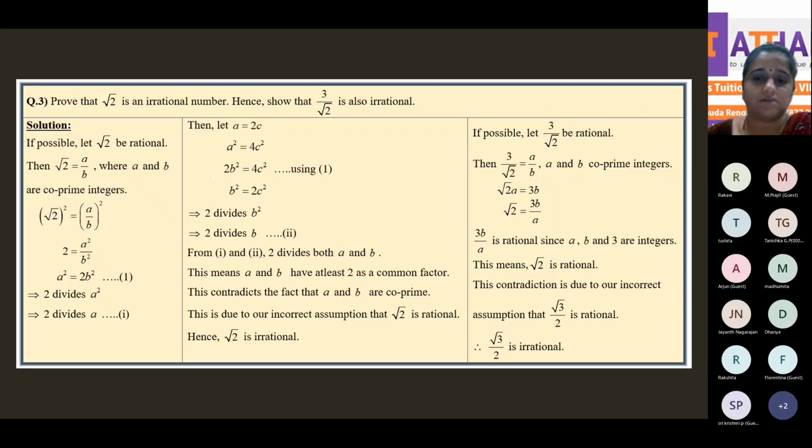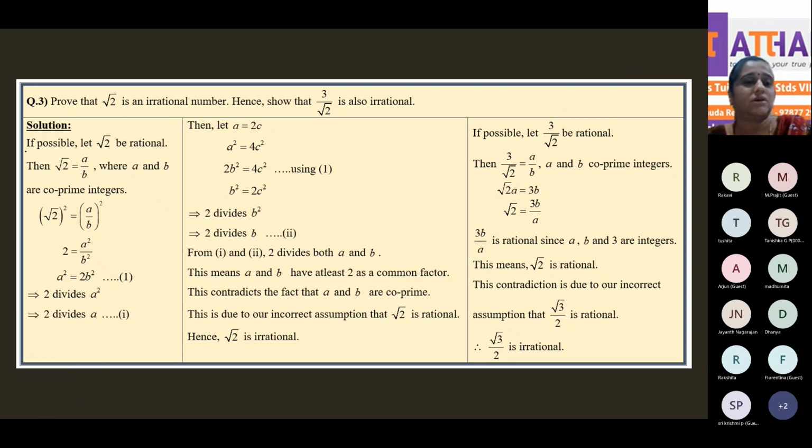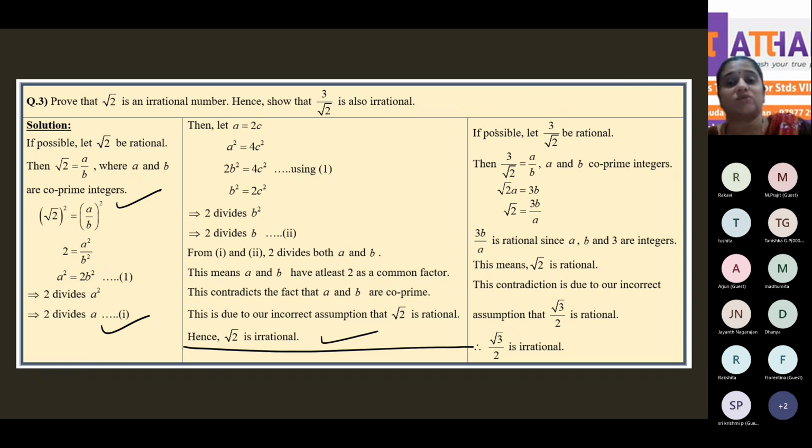So you need to do the regular proof. If possible, let root 2 be rational. Till here you already know: prove that root 2 is an irrational number. Now, hence to show that 3 by root 2 is also irrational, this is how you continue. If possible, let 3 by root 2 be rational. You know it is irrational, but if possible, let it be rational. Children, just a minute. There's somebody at the door. Just give me 2 minutes.